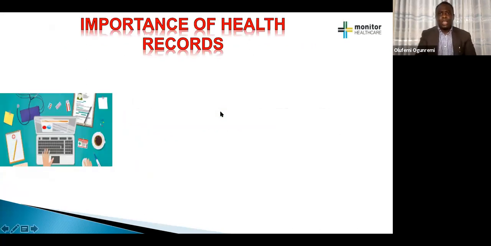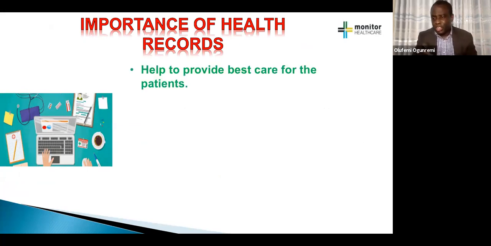Okay. Now, what is the importance of health records? So we're banging on about this health record. Why is it so important? It's not far-fetched. We know that health records help us to provide the best care for our patients.